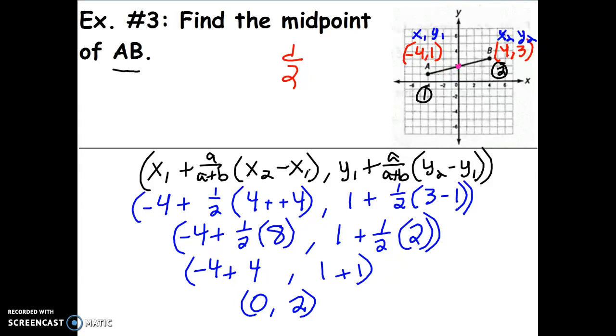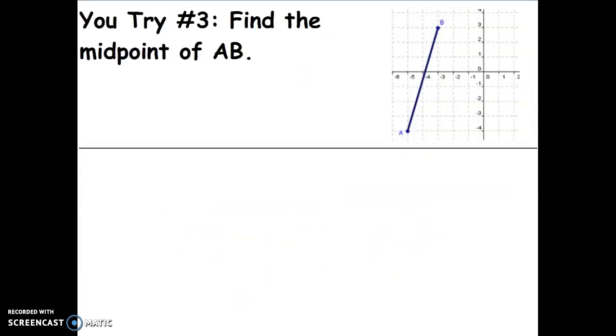Let's move on to our U-try problem. All right, so you guys go ahead and try to find the midpoint of AB. And in case you guys can't see the numbers, I'll go ahead and write down those ordered pairs for you. So that's -5, -4. And this one is -3, 3. Okay, so go ahead and write down this U-try problem and take a minute to try it on your own. Press play when you're done.